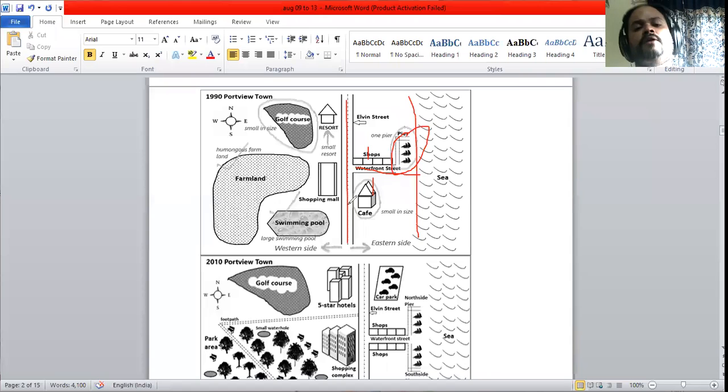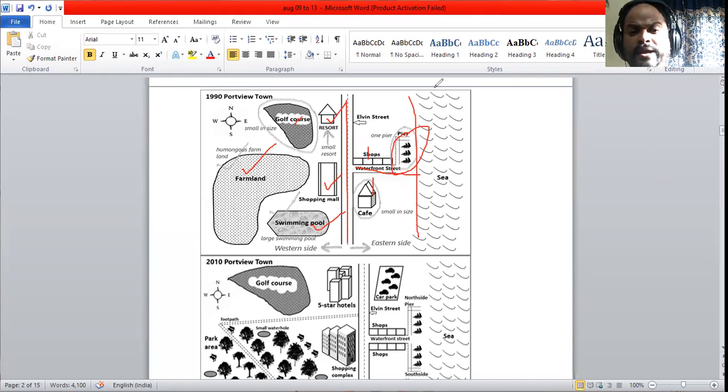Towards the west of the town, we have three constructions: a resort, a shopping mall, and a swimming pool. And we had a small golf course and a large farmland there. This was the situation here.